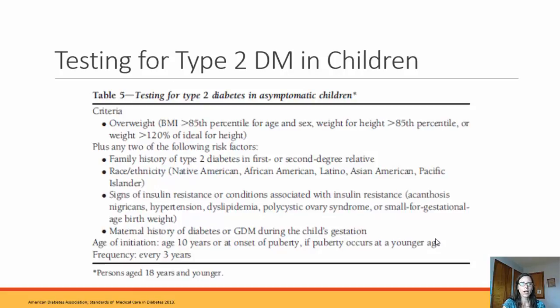And then for children who are asymptomatic, we do want to test them if they are overweight or if they have a family history or are at high risk for other reasons, and start that at age 10 years and screen every 3 years if they are at high risk.